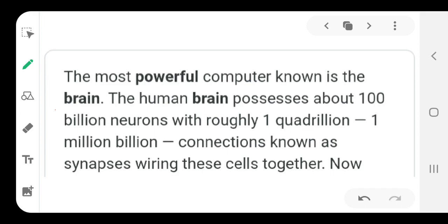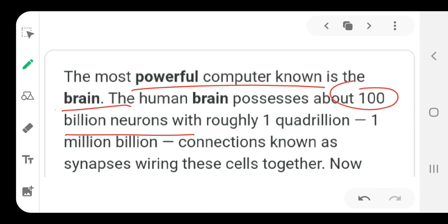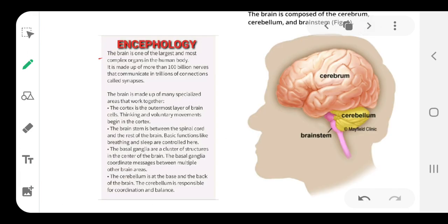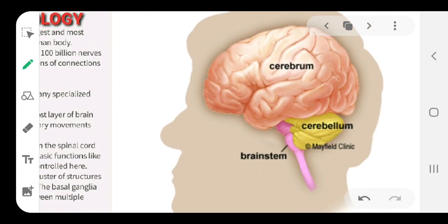Then there is some more data that you should know. It is the most powerful computer the world knows. It has approximately 100 billion neurons, underline the number. It is a massive number, and these neurons are connected by another big number of synapses, approximately a million billion. These are huge numbers that give you an idea of how your body functions, coordinates and controls.